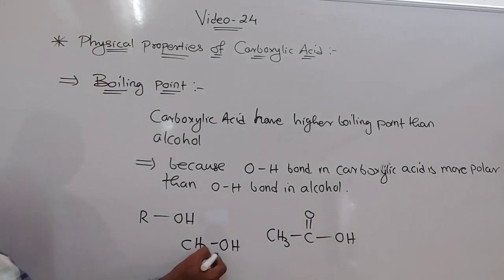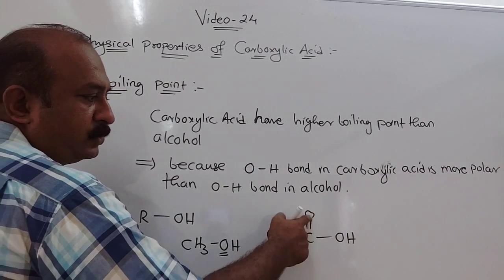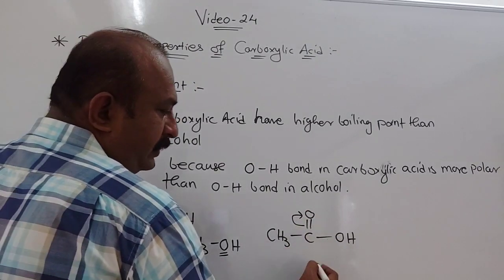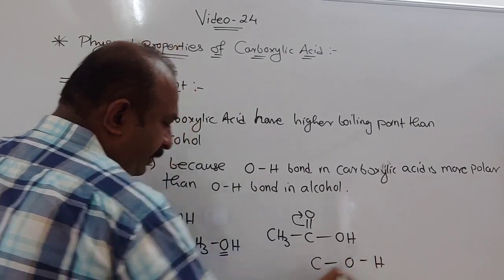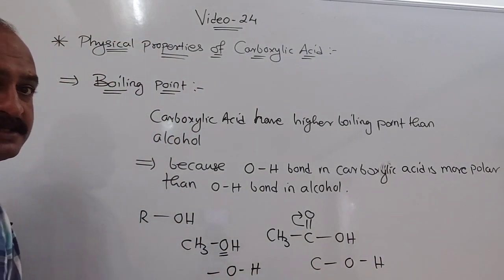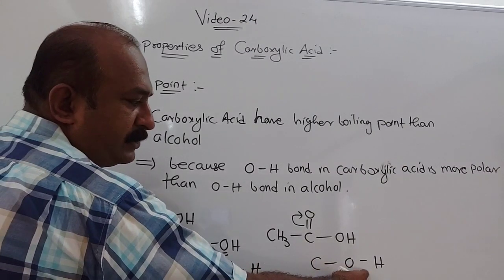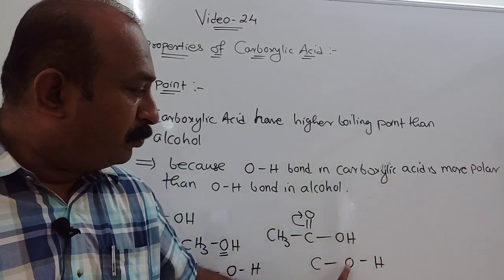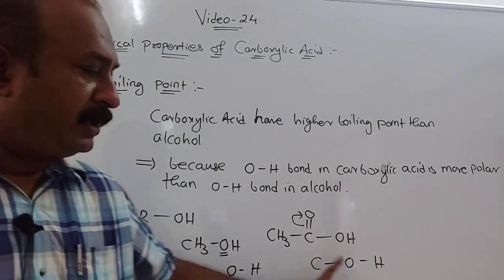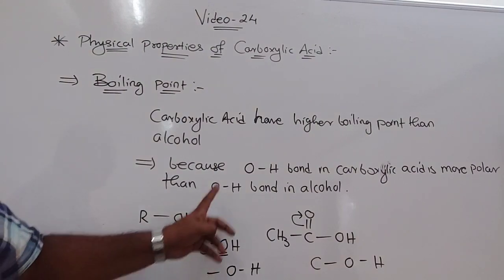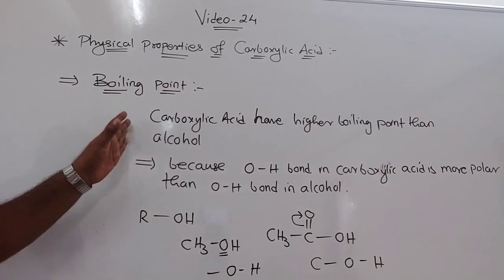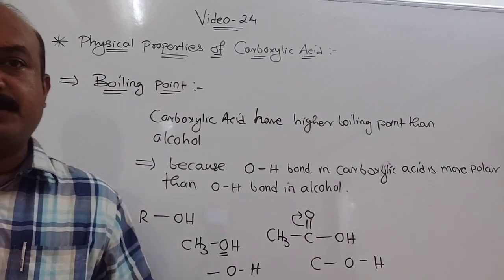In this case, the electronegativity of oxygen is high, and there are two oxygens. So this oxygen will take the electron pair. When we talk about the OH group in alcohol and the OH group in carboxylic acid, you can see the OH bond in carboxylic acid is more polar. Polarity is more compared to that of the alcohol. That is the reason why the boiling point of carboxylic acid is more than alcohol. Understood this part?